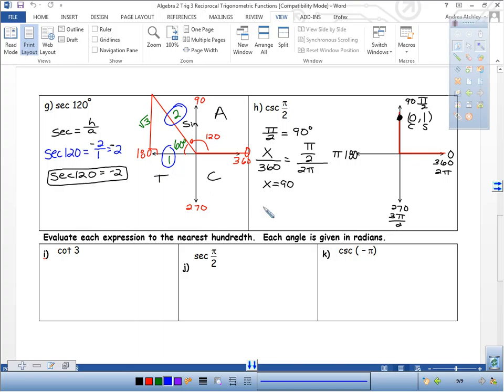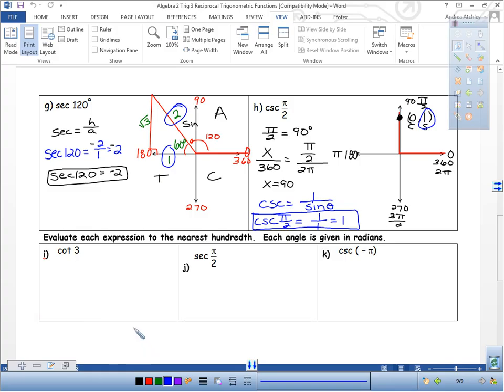What does cosecant equal? 1 over which trig function? Over sine. So we're going to use this one, 1 over sine. So cosecant of pi over 2 equals 1 over 1, which is 1. Any questions over that?